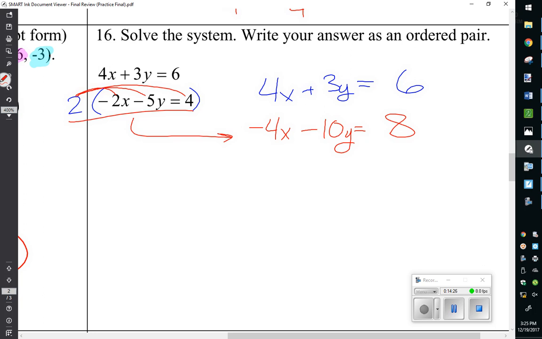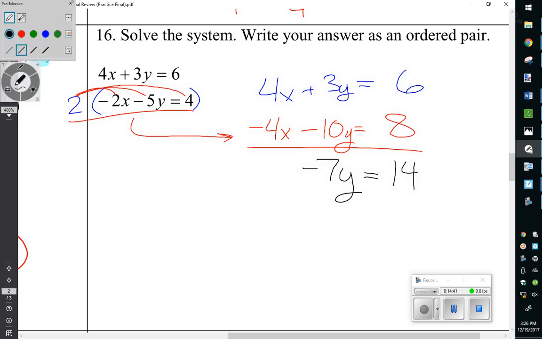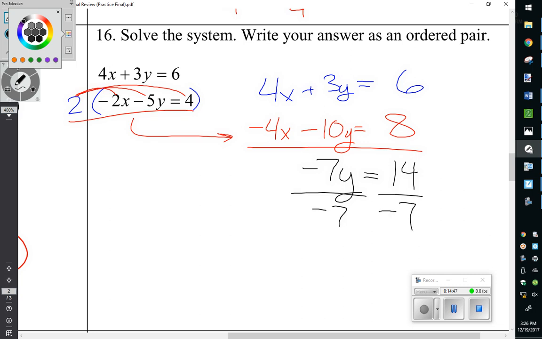Negative 10y, sorry. And now that I've done that, I'm going to combine like terms. X is canceled like I wanted. 3y minus 10y is negative 7y. 6 plus 8 is 14. At that point, we're going to divide by negative 7. Y is negative 2.